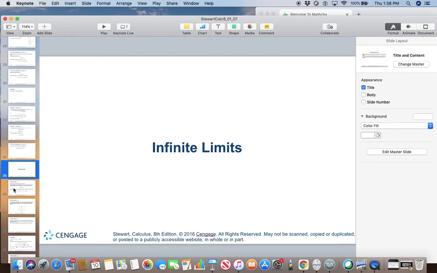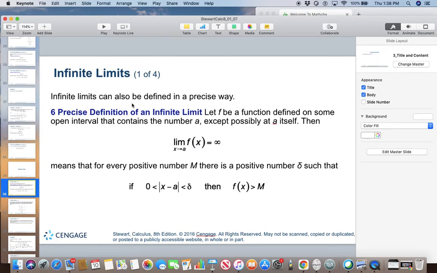Continuing, infinite limits. Infinite limits can also be defined in a precise way. Precise definition of an infinite limit. Let f be a function defined on some open interval that contains the number a, except possibly at a itself. f may not be defined at a. If it's defined at a, fine, but it may not be defined at a.